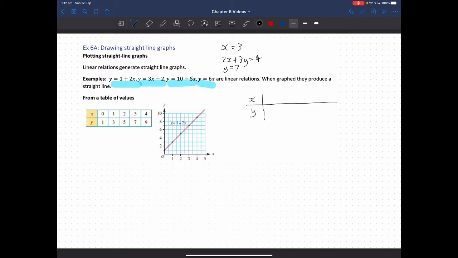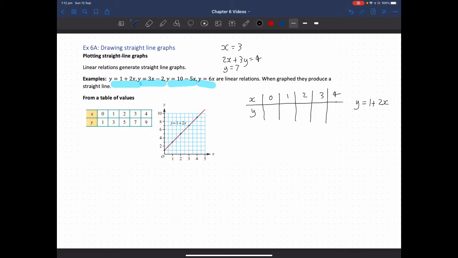The x values we have decided will be 0, 1, 2, 3, and 4. What we want to do is work out the corresponding y values. And the way we work out the corresponding y values is we substitute into the formula that we are given. The formula that we have been given is y equals 1 plus 2x. So y equals 1 plus 2 times x.